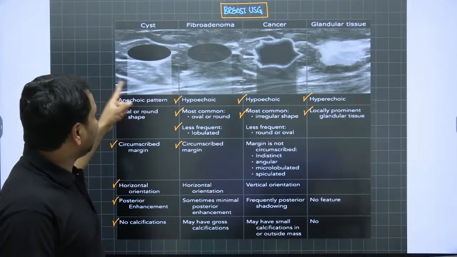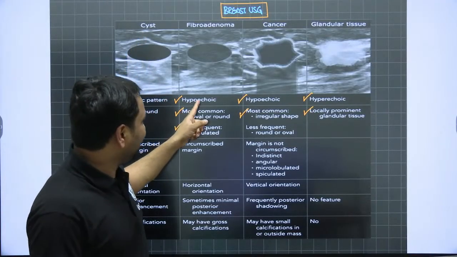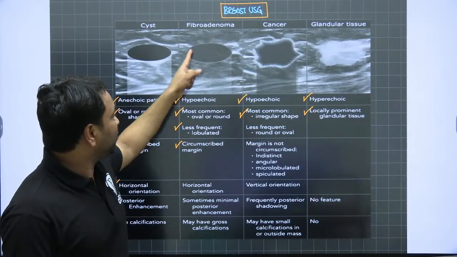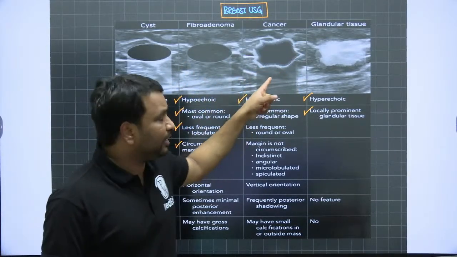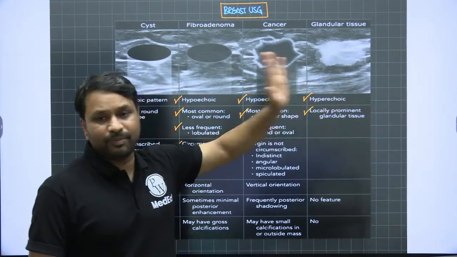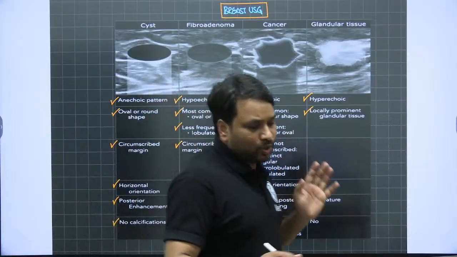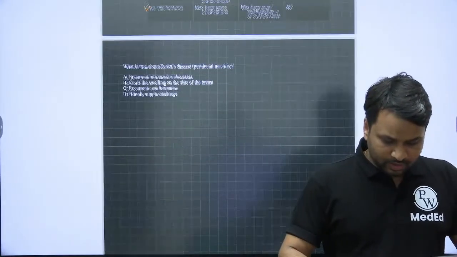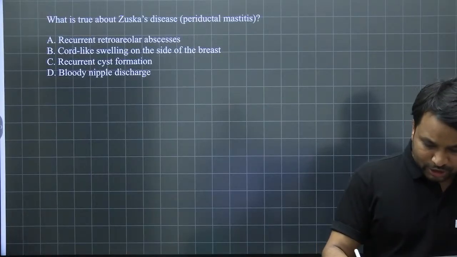If it is anechoic, it is a cyst. If it is hypoechoic, it is going to be fibroadenoma or malignancy. The difference is fibroadenoma will have uniform margins, while malignancy is going to have irregular margins. Glandular tissue will be hyperechoic. Okay? So the answer here is only going to be observation. Moving on to the next question.